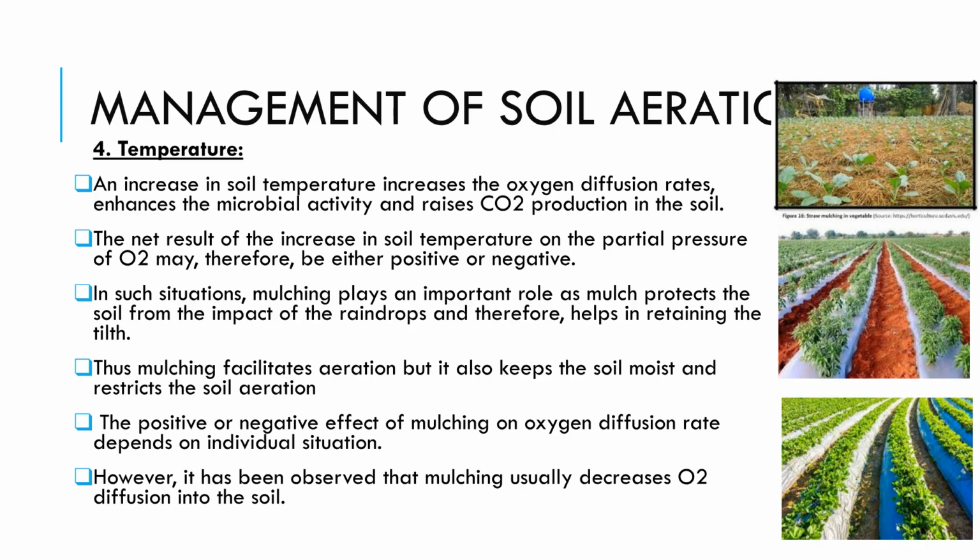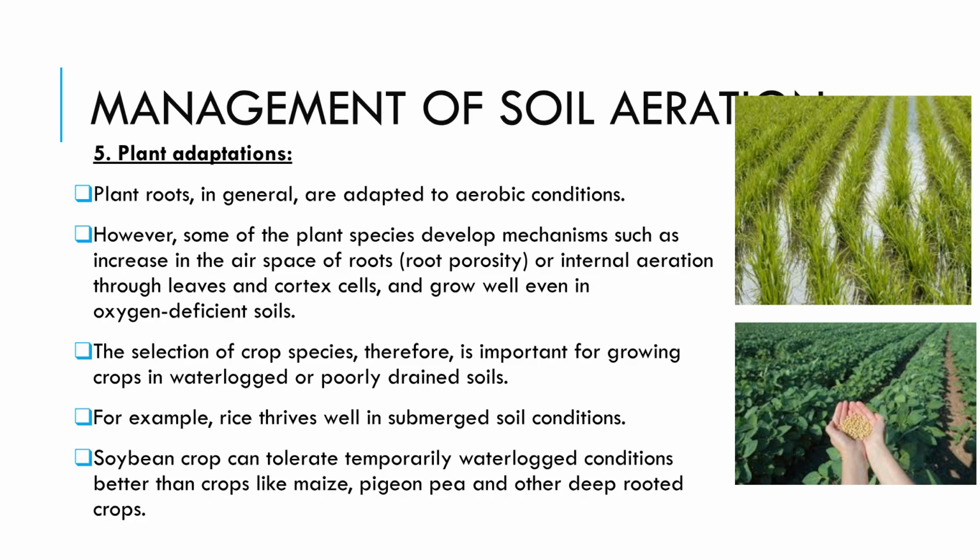Increasing soil temperature generally increases ODR and microbial activity, raising CO2 production. Mulching can protect the soil and retain tilth, but its effect on O2 partial pressure and diffusion is situational, sometimes restricting aeration by keeping the soil moist. Some plant species are adapted to oxygen-deficient soils by developing mechanisms like increased root porosity or internal aeration. Selecting appropriate crop species is vital for waterlogged or poorly drained soils. For example, rice thrives in submerged conditions, unlike maize.